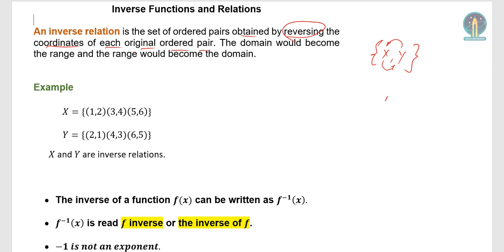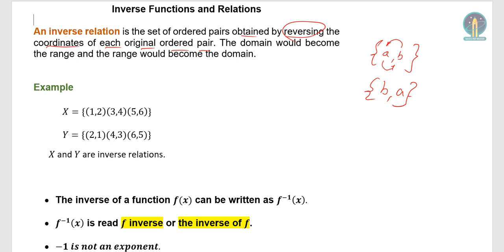Or I could just use a and b, again, in order not to confuse you in terms of the coordinates, we would have b and a. Here are some examples. So the domain would become the range, and the range will become the domain, obviously, because we're switching x's and y's.